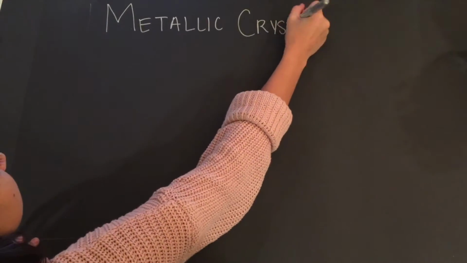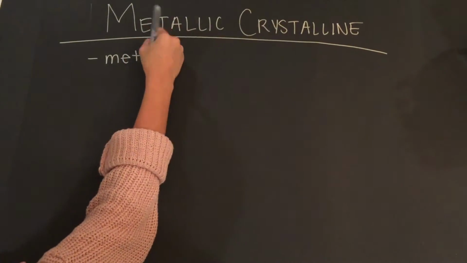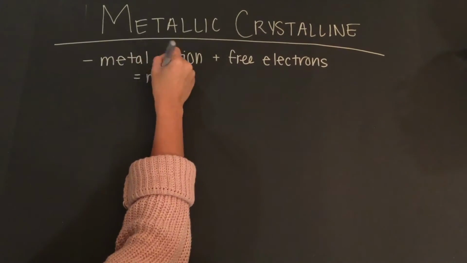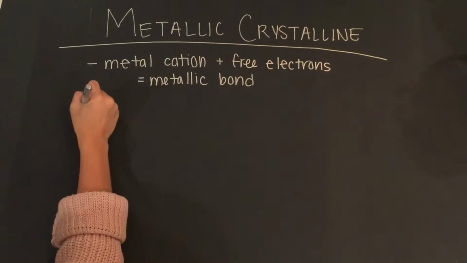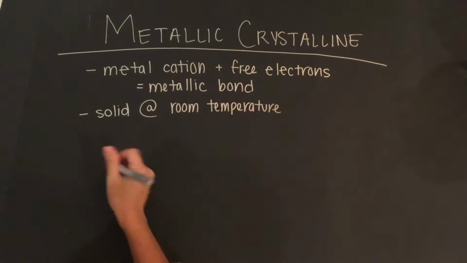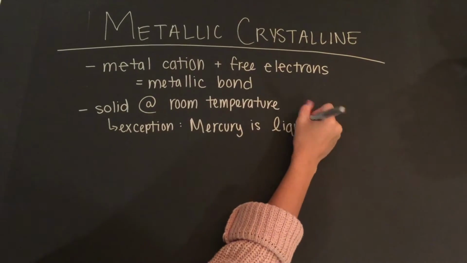Our final type of crystalline solid is called the metallic crystalline. Metallic crystalline solids involve metal atoms and free electrons that form metallic bonds. Metallic substances are solid at room temperature. The only exception to this rule is mercury, which is liquid at room temperature.